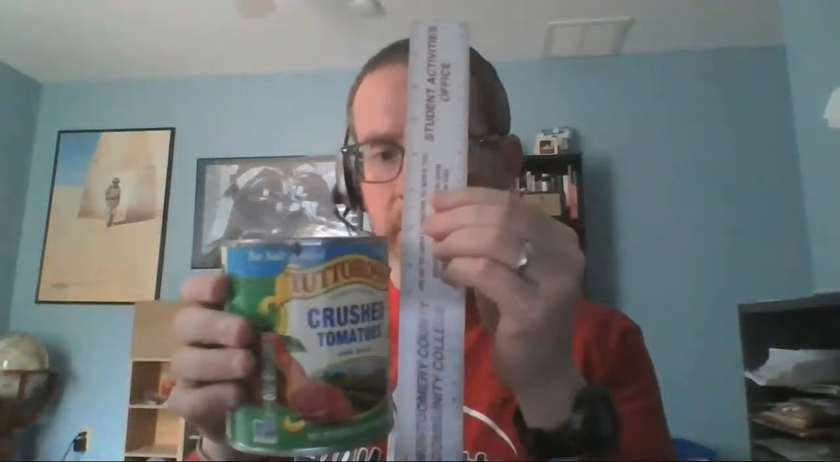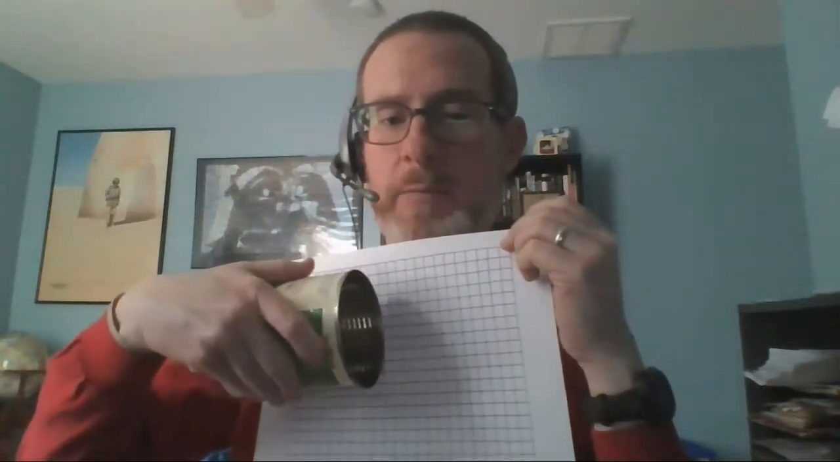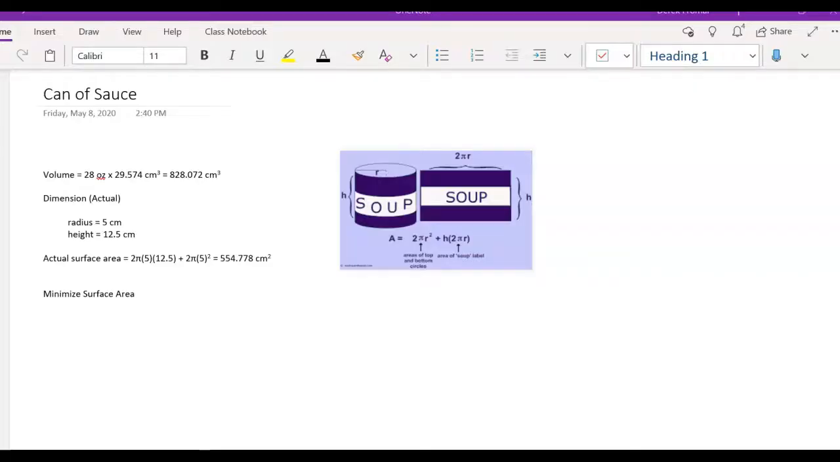So again, we can use a ruler or we can use grid paper. So for the grid paper, you're going to want to lay the can and determine what the radius is and then what the height would be. So by laying it down on the surface, you can do that. Now we have our measurements.